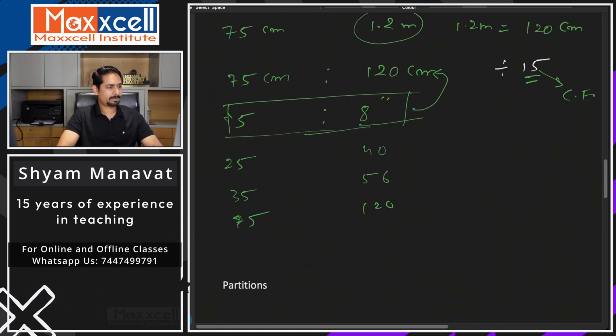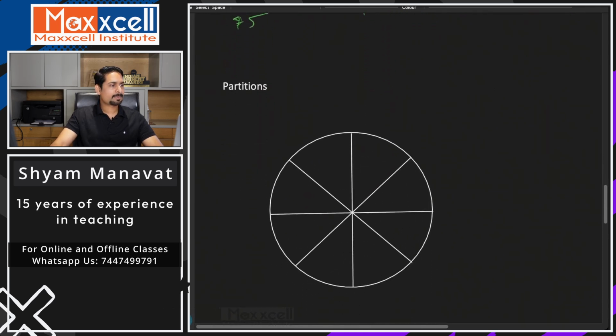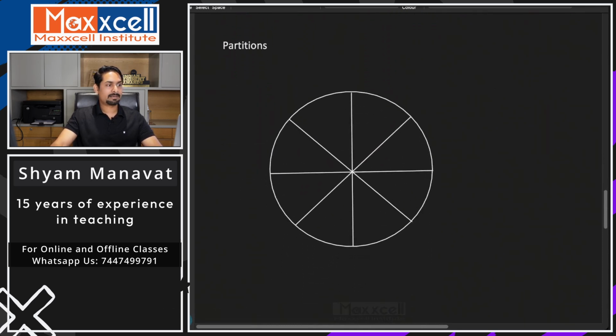So we divide by common factor. Later we'll see. I will give you an example of common multiple also. Okay. So I have one more example for you, that is portion. Let me explain the concept of a ratio with the help of this circle.